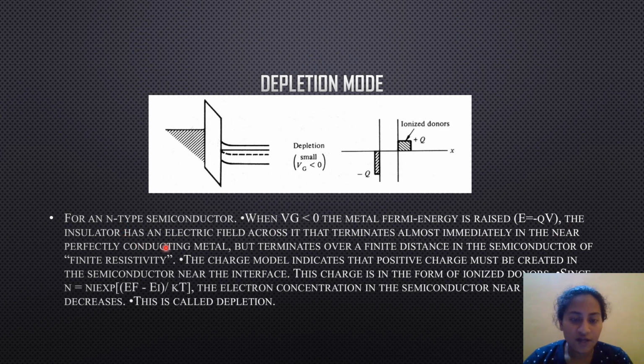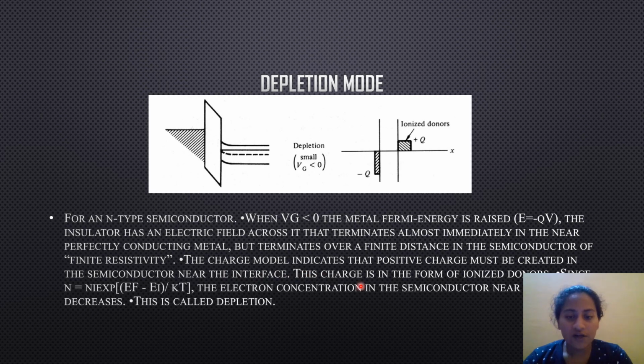The insulator has an electric field across it, which terminates almost immediately in the near perfectly conducting material, but terminates over a finite distance in the semiconductor of finite resistivity. Resistivity, like a resistor, opposes the current. As we can see in Ohm's law, V = IR, and R = V/I, so the current is inversely proportional to the resistance, which tells us that the resistor opposes the current, and it is directly proportional to the voltage.